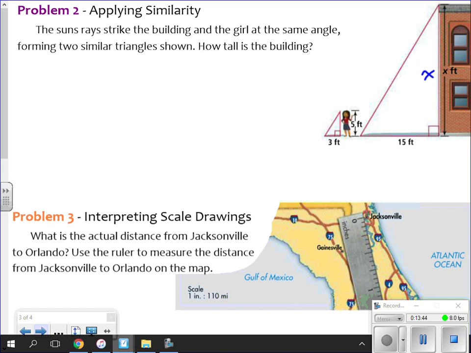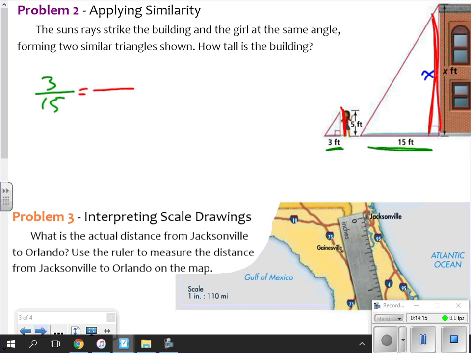Now, I have this length here, 3 feet, corresponds with this length there, 15 feet. 3 over 15. And then I have two lengths in the other one. I have the young lady's height and the height of the building.